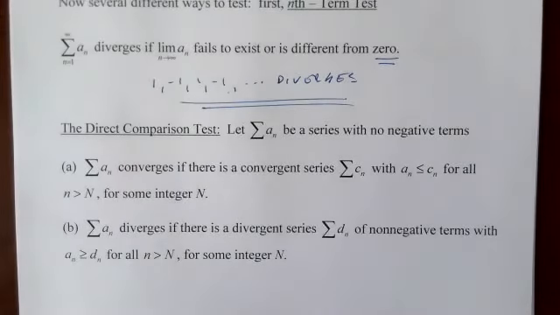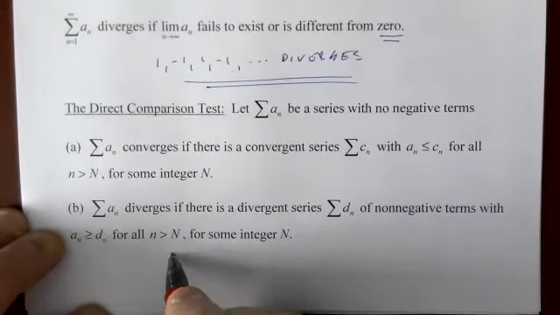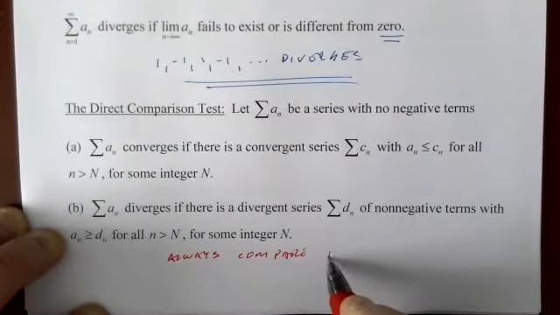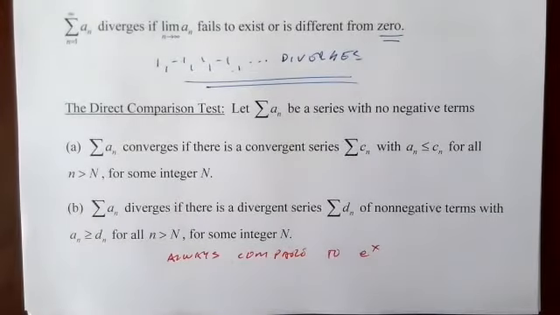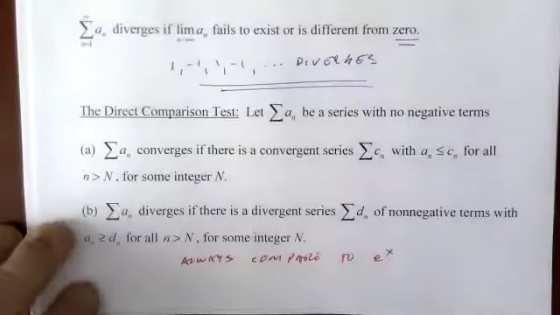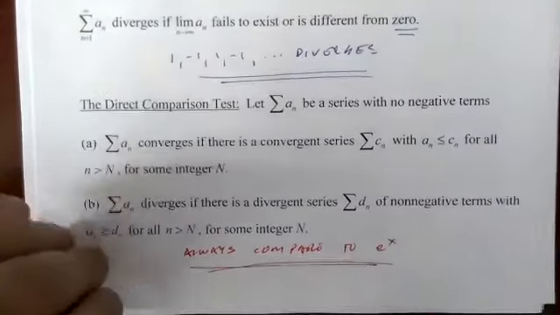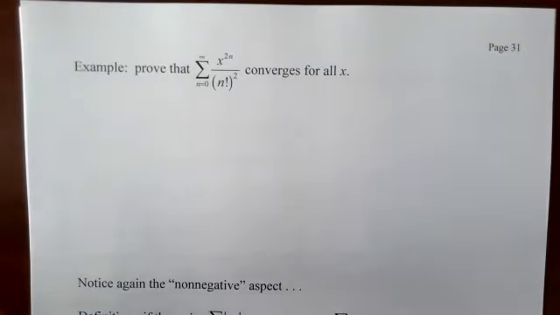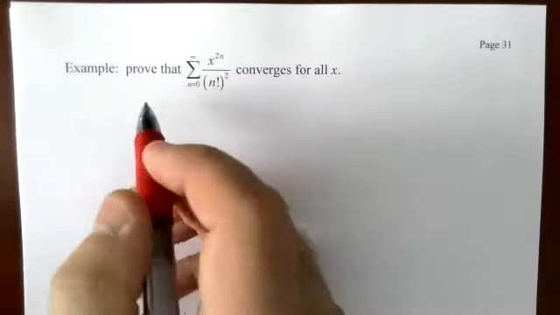The direct comparison test, which, if I'm not mistaken, I toss out in terms of doing an example. We're always going to compare to e to the x. It's just the way it always seems to work. Always compare to e to the x. It just means that compared to the one with factorial on the bottom, we know this is going to work. I've never used this. I have used this, but I always have a better choice. So prove that this converges.